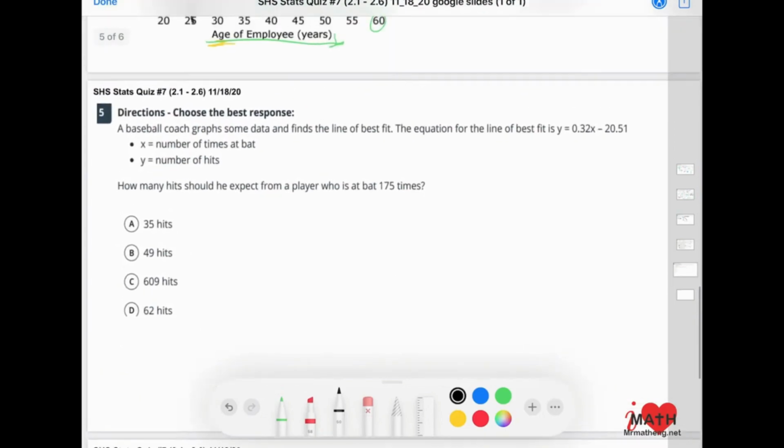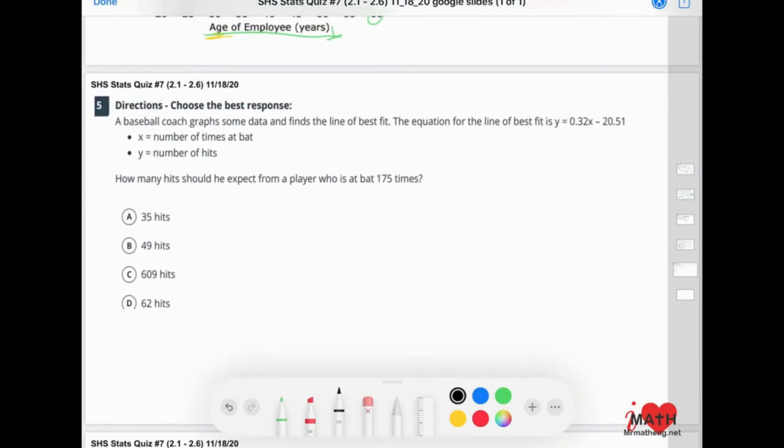Number 5, directions. Choose the best response. Okay. The baseball coach graphs some data and finds the line of best fit. The equation for the line of best fit is y equals 0.32x minus 20.51. X represents the number of times at bats, and Y is the number of hits. So how many hits is the question, right? And that means Y equals. So hits is Y. So what is Y?